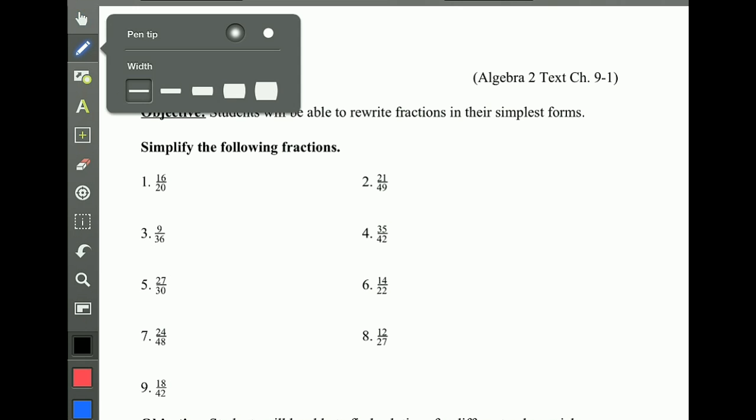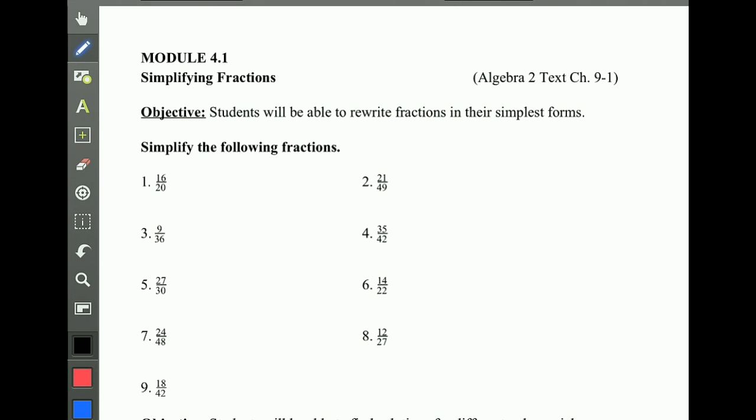So, first I'm going to do a quick fraction review. You should be able to do all of these with no help from me, hopefully. So do them, come back and check your work. Okay?